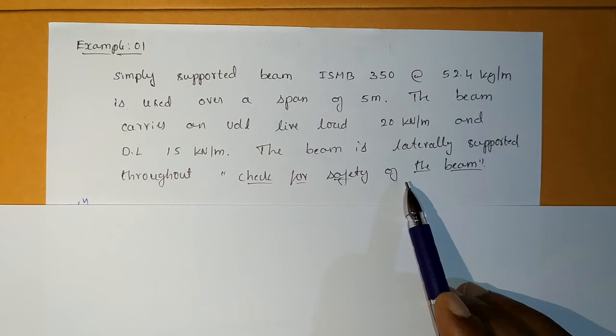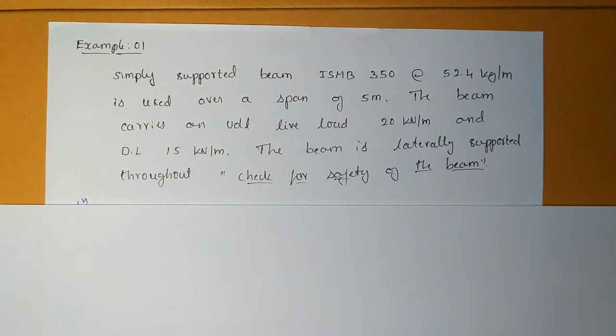That means we have to check for shear strength, check for moment of resistance, then check for deflection, and then check for web crippling and web buckling. You have to do 5 checks. Then only the design will be safe.